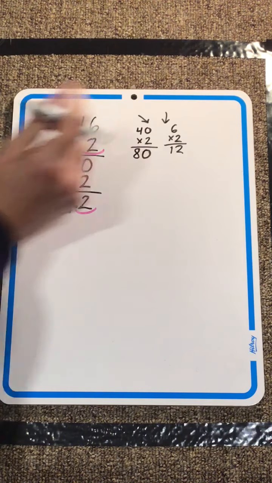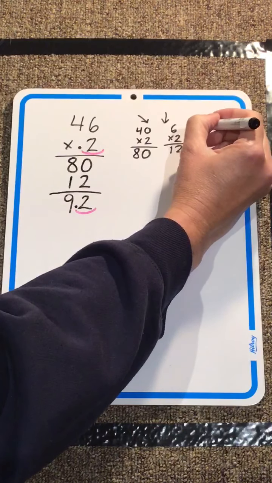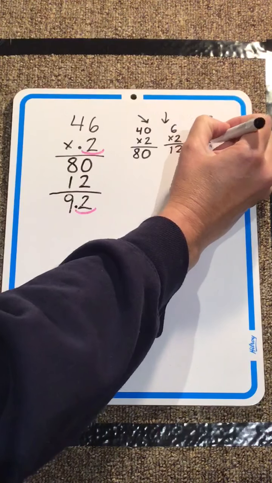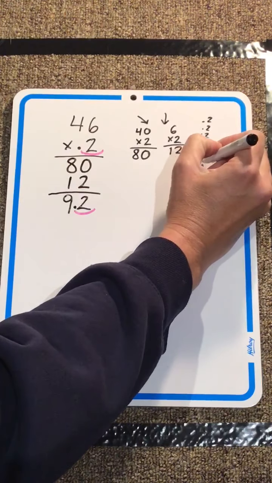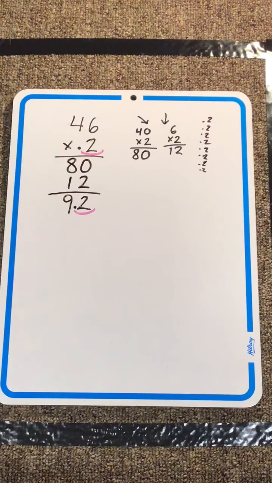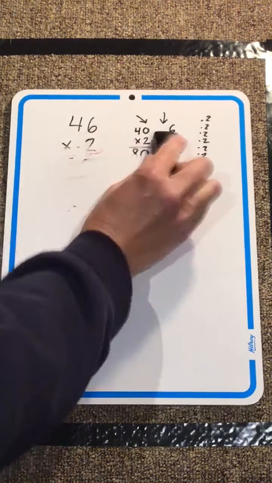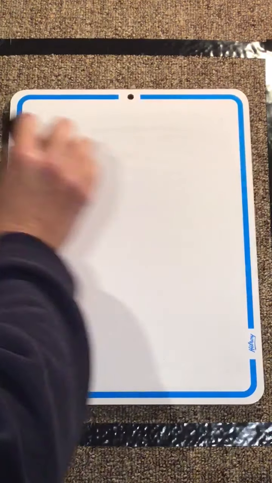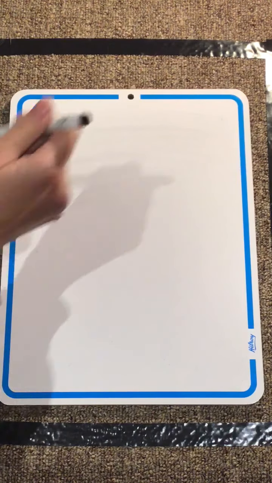So that would be like saying that I took 0.2 and I added 0.2 and 0.2 and 0.2 and 0.2 and 0.2 and 0.2 and 0.2 46 times, which would be incredibly painful, which is why multiplication is so much better, so much faster. Okay, let's try the next one.